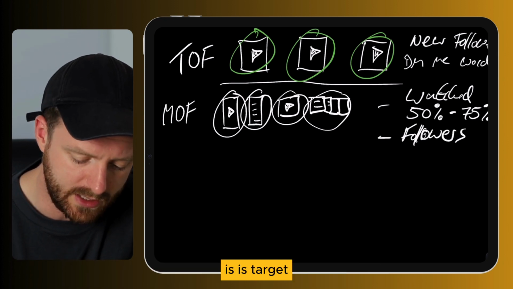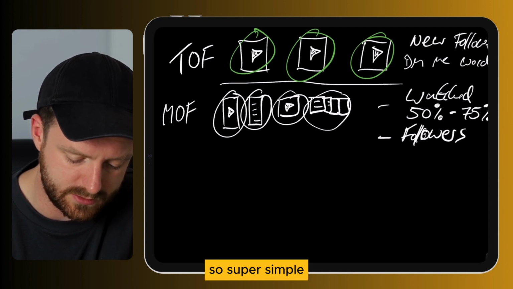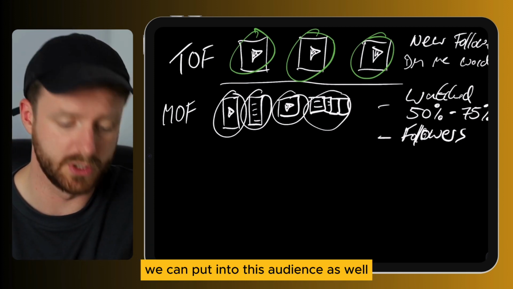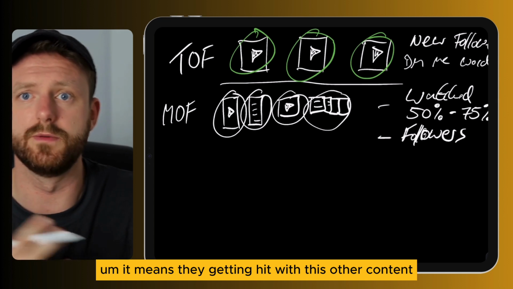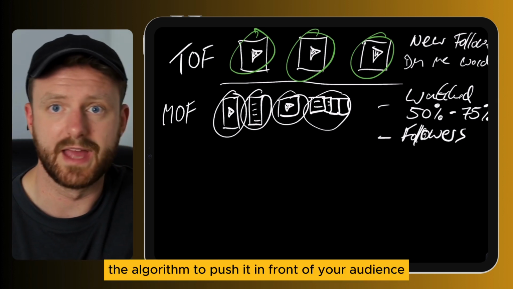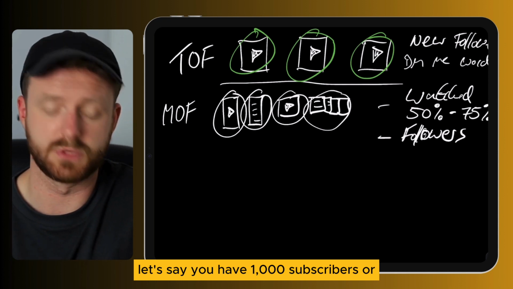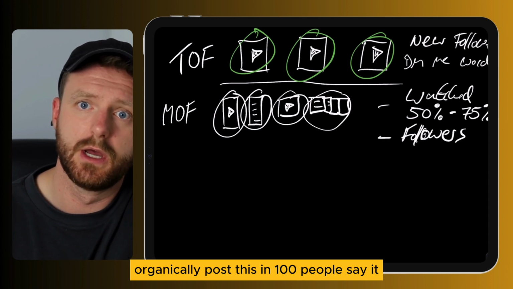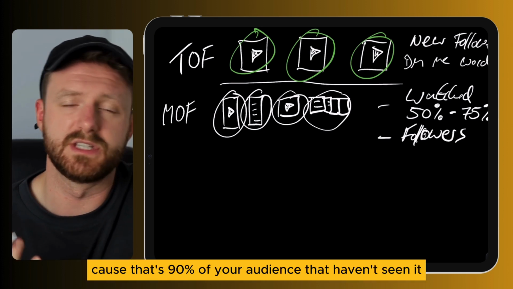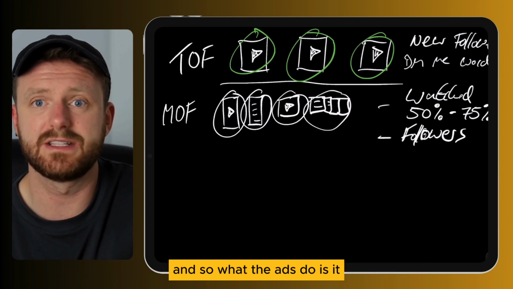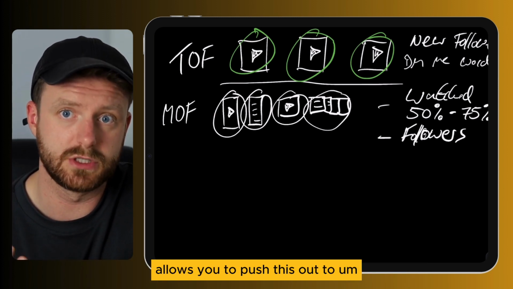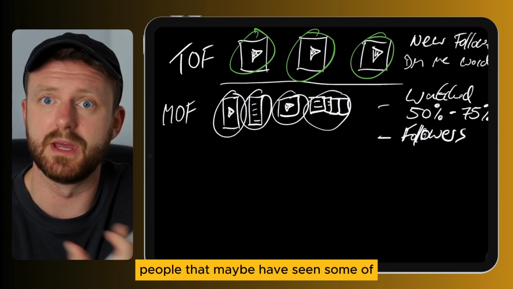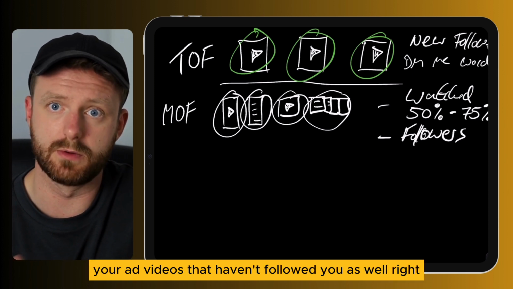The other thing we're going to do is target followers. So super simple. All of our followers we can put into this audience as well. And it means they're getting hit with this other content. So rather than just relying on the algorithm to push it in front of your audience, let's say you have 1,000 subscribers or followers, you might find that organically you post this and 100 people see it, which is not ideal, right? Because that's 90% of your audience that haven't seen it. And so what the ads do is allow you to push this out to 100% of your audience who follow you, but it also allows you to reach people that maybe have seen some of your ad videos but haven't followed you as well, right? But that's going to be a much bigger audience.